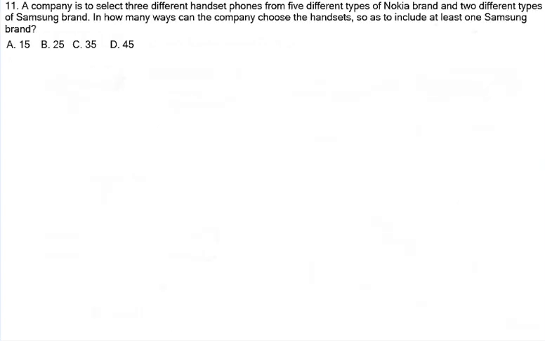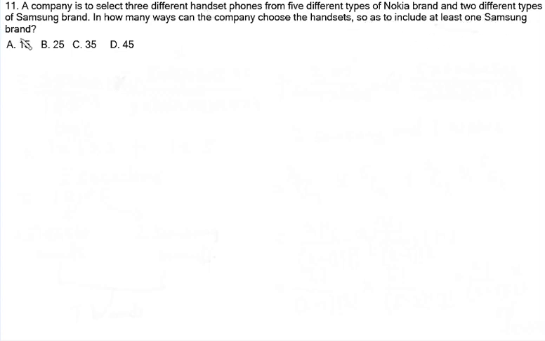So for question 11, we are told that a company needs to select 3 different headset phones from 5 different Nokia brands and 2 different types of Samsung brands. In how many ways can the company choose the headsets so as to include one Samsung brand?